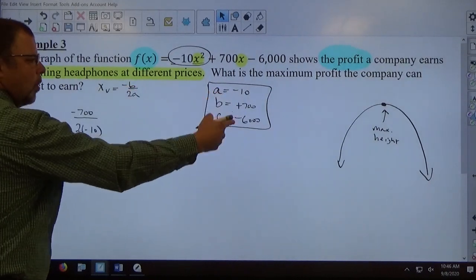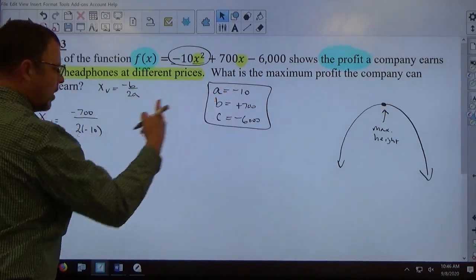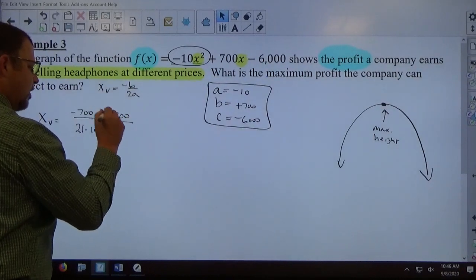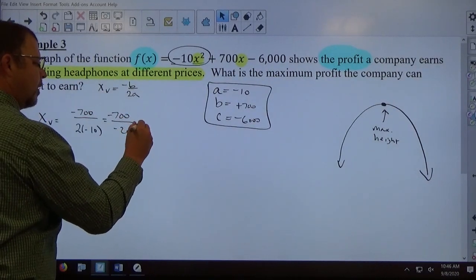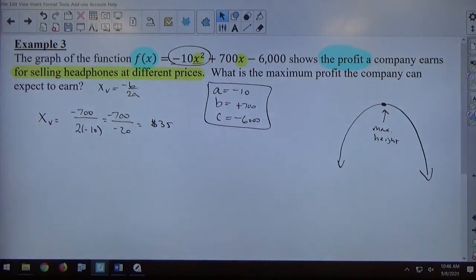And A, B, and C are over here. B is positive 700, so negative B is negative 700. 2 times A, that's 2 times negative 10. That gets me negative 700 over negative 20, and that equals $35. So based on our knowledge of quadratic equations, the vertex formula, and how the parabola turns upside down, we know that the x-coordinate of $35 would be the optimal price for these headphones to get the maximum profit.